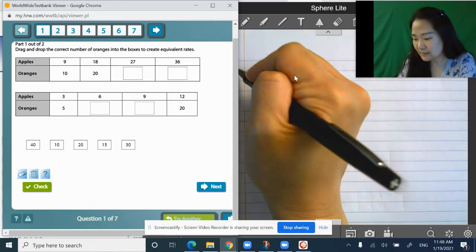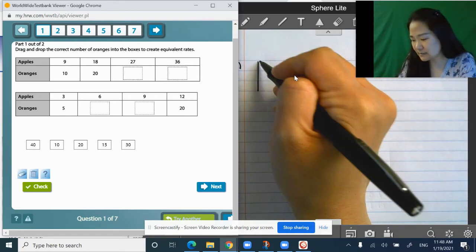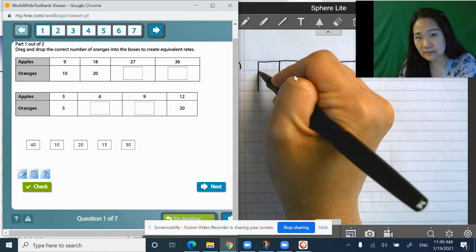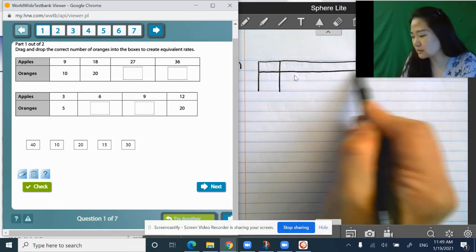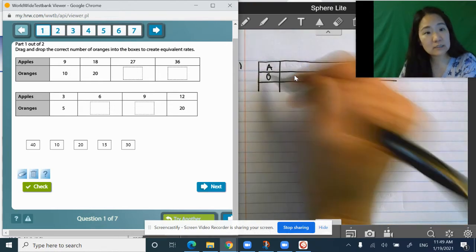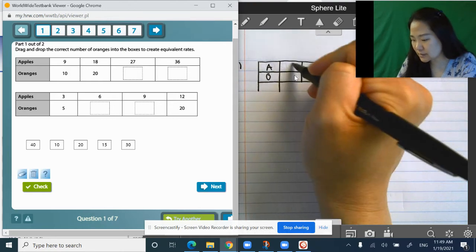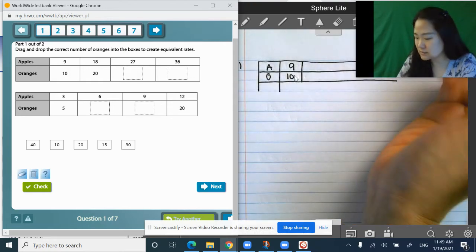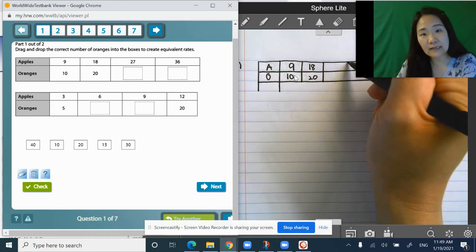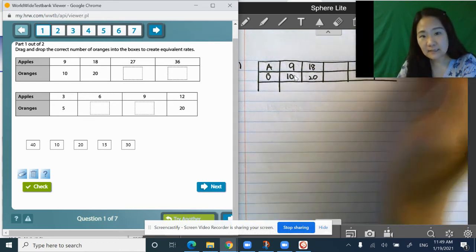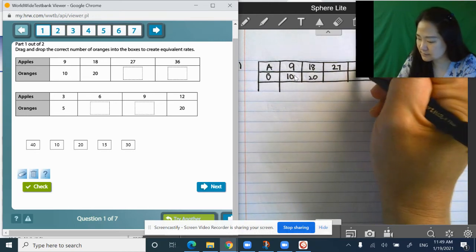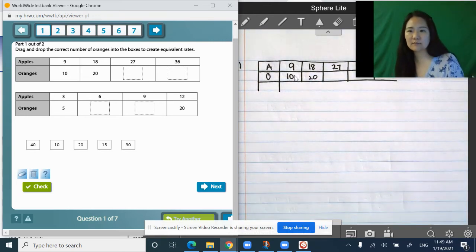So here's number 1, and I'm going to create a box, just like the one that I see. And I actually only needed 2 rows. Here's the apples and oranges. And my original ratio is 9 apples to 10 oranges. The next one says 18 to 20. And then I have 2 blanks. And here I have 27 and 36. Okay, so how do we solve this?